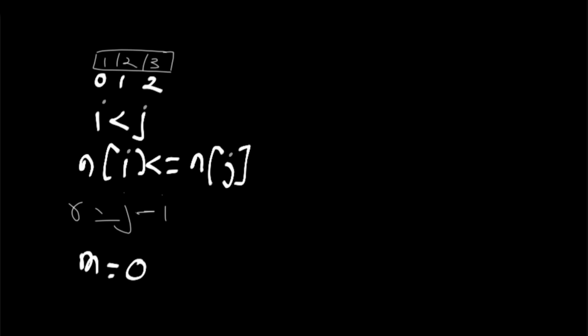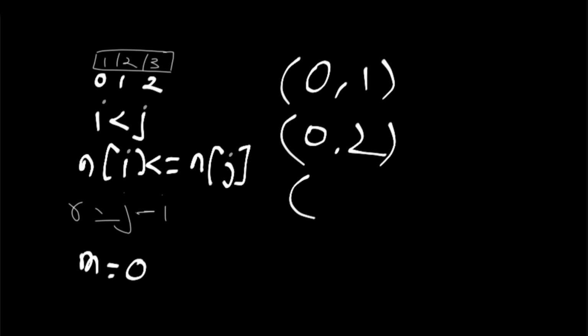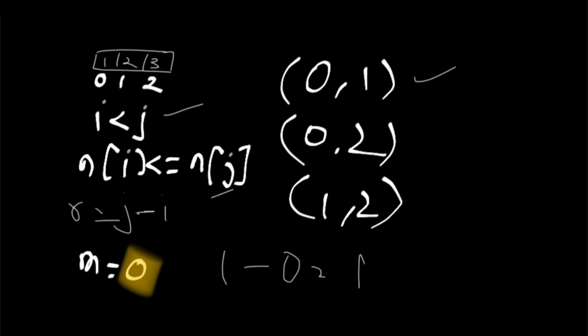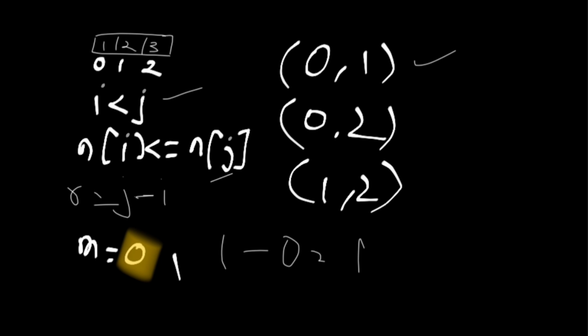The pairs that can be formed for this array are 0,1; 0,2; and 1,2. Let us consider 0,1. 0 is less than 1, so the first condition is satisfied. 1 is less than 2, so the second condition is also satisfied. So the ramp is 1 minus 0. Now the ramp value is changed to 1. For the pair 0,2, this also satisfies both conditions, so the ramp will be changed to 2.